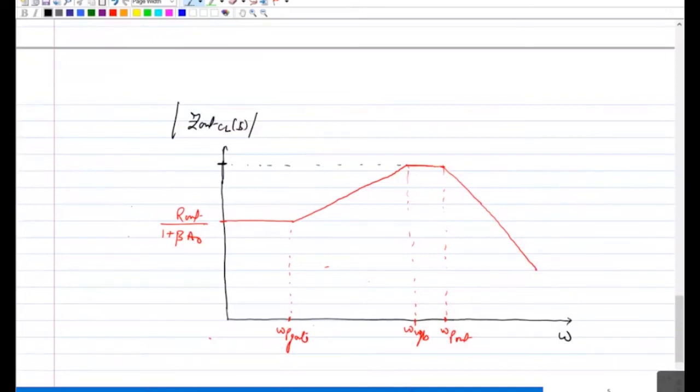But let's say that is at omega UGB. And when you say R out by square root 2, that is not the Bode approximation, but that will be the actual magnitude. So with the Bode approximation, can I roughly tell it is equal to R out?